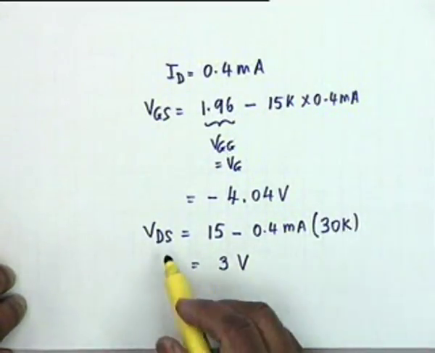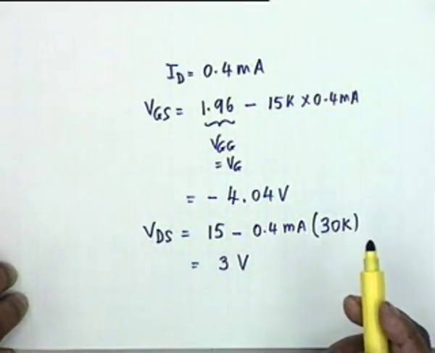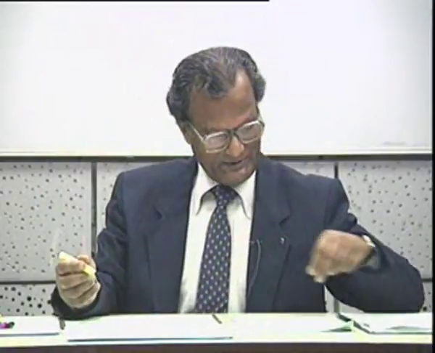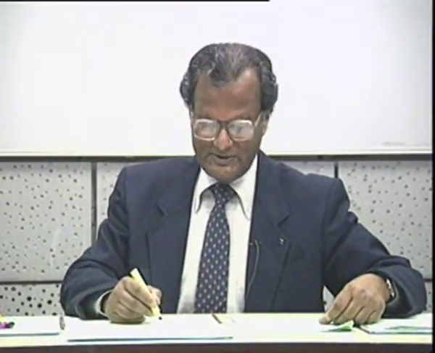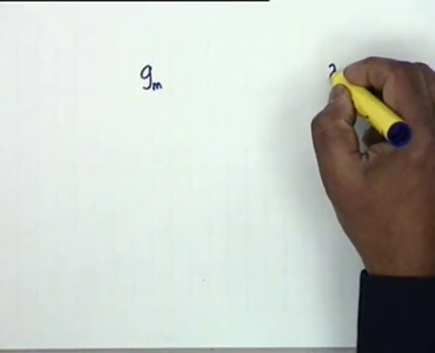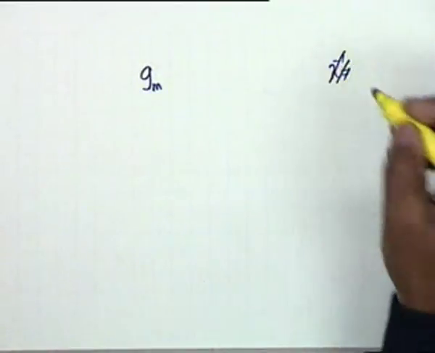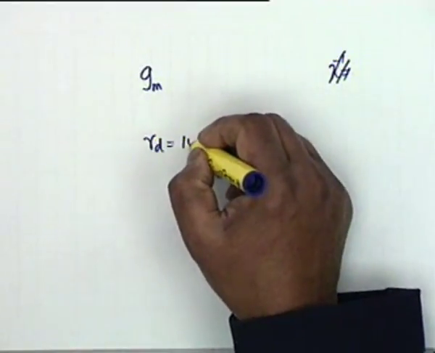Finally, you have to check whether this VDS is greater than VGS minus VP. Obviously, it is so. That you check yourself. Now, the other thing that remains to be found out is GM and RD. It is given that lambda inverse for this. No, RD is given. I will take a lambda inverse case later. RD is given as 100K.